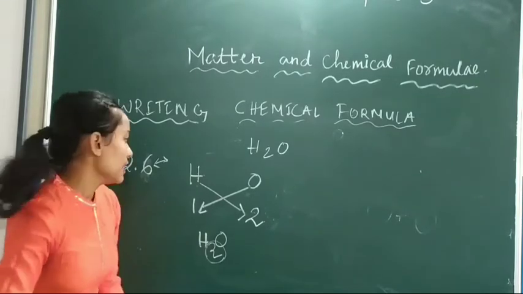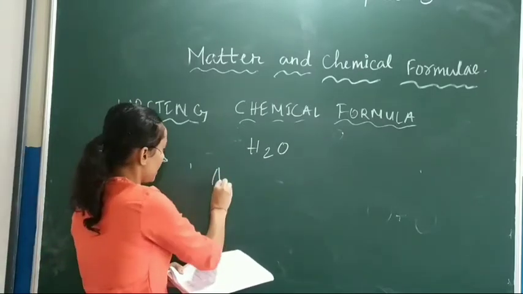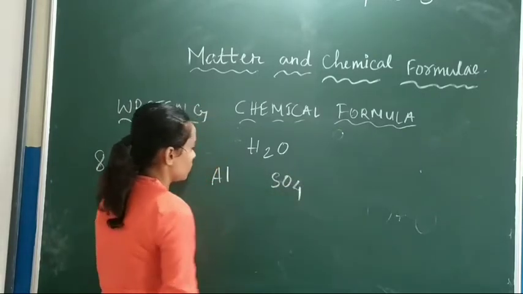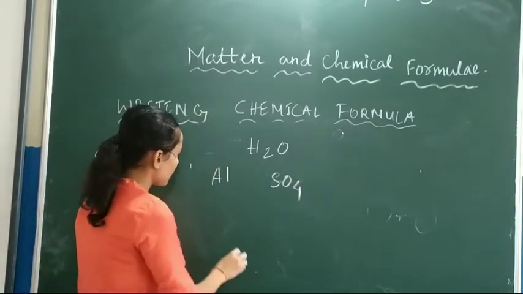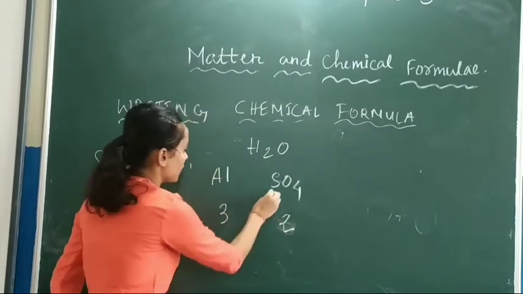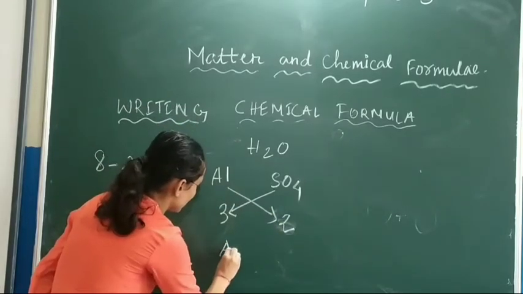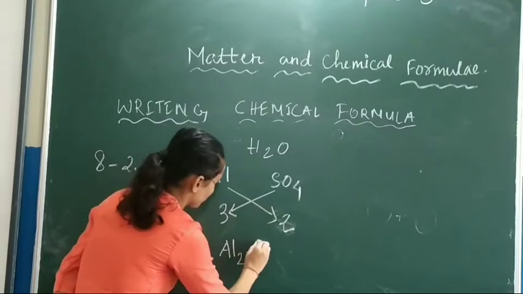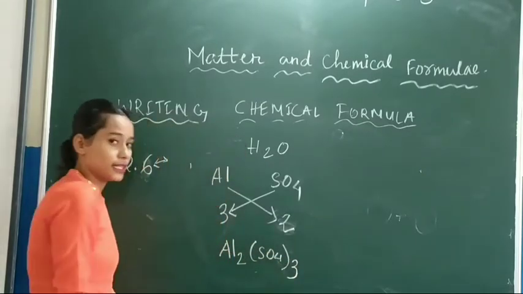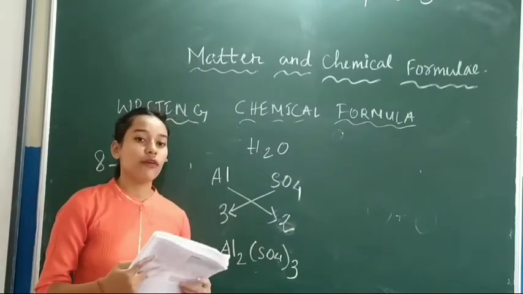In case of a radical, the symbol is written in a bracket and then the valency is written as a subscript outside the bracket. If radicals are present, how will you write? See, aluminum and sulfate. What is the valency of aluminum? 3, and sulfate is 2. So what will you do? You will cross it. Okay, and it will become what? Al2(SO4)3, written with the sulfate in the bracket and then 3. Okay? I hope you understood how to write this chemical formula.